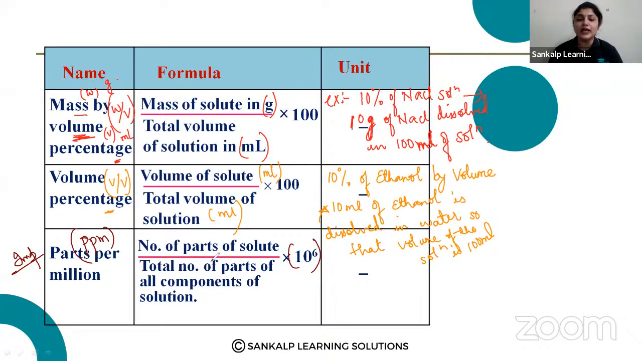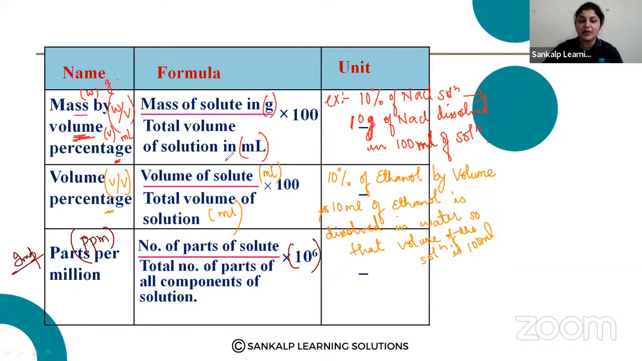The formula is the number of parts of solute or the component upon the total number of parts of all the components of the solution, multiplied by 10 raised to 6, because it is per million. Parts per million can be expressed as mass to mass, taking m by m, or by volume, that is V by V, and mass to volume. So parts per million can be expressed in various entities.